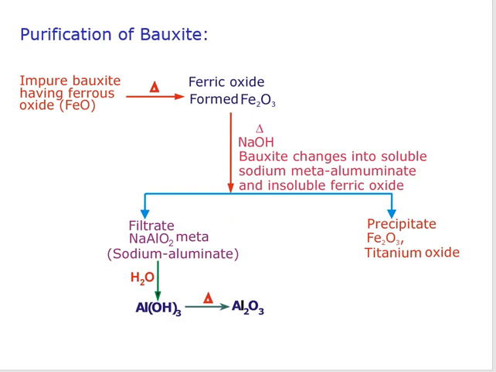First stage, the purification of bauxite. In the metallurgy of aluminium, the main impurities present are oxides of iron, SiO2 and titanium oxide. These impurities are removed.